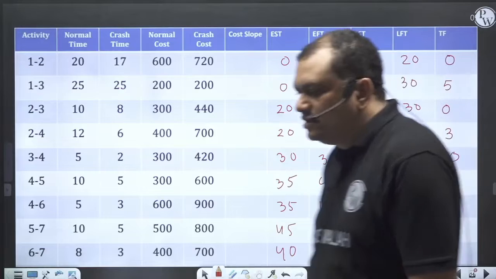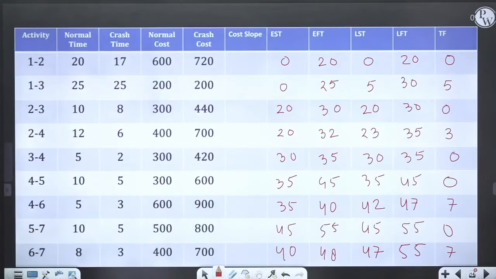So it's 7. So I will match it with whatever I have in my book. Total float: 0, 5, 0, 3, 0, 5, 7, 0, 7, correct. So it's the correct one.